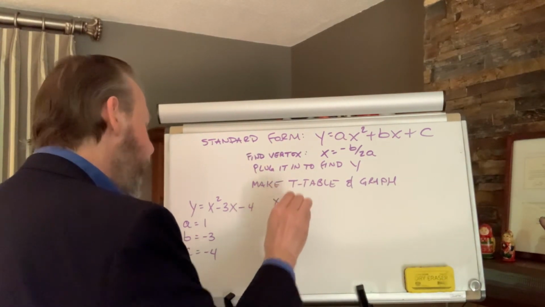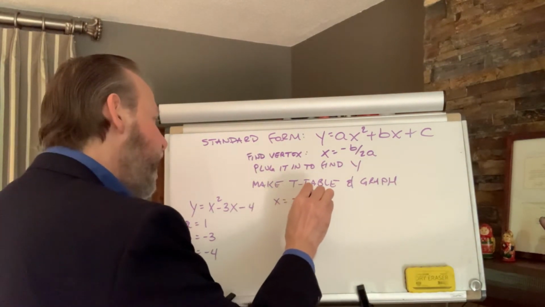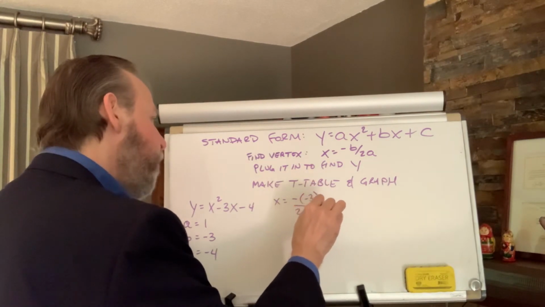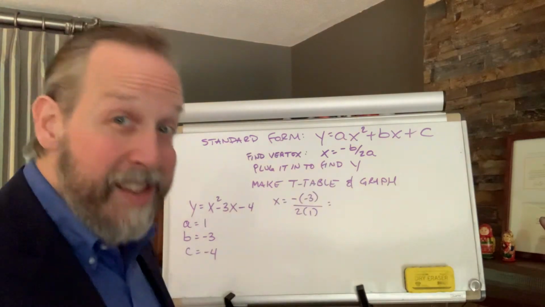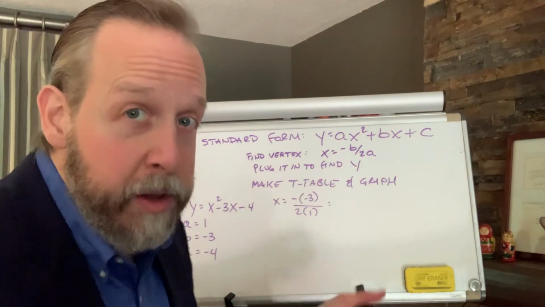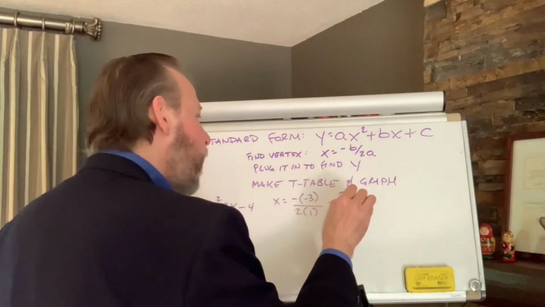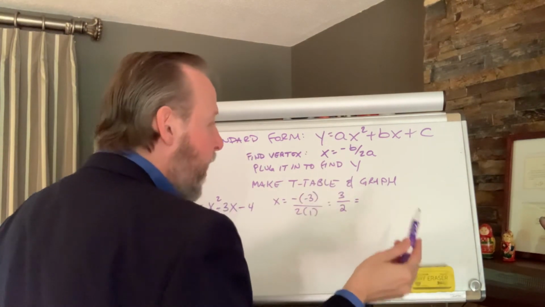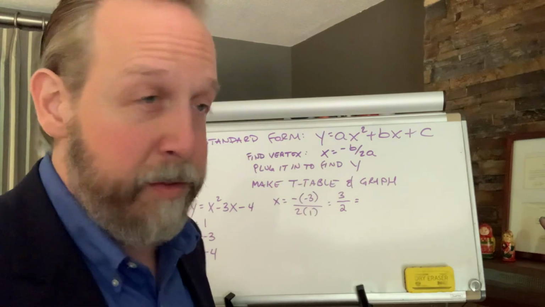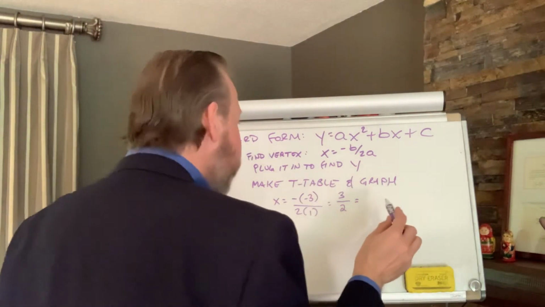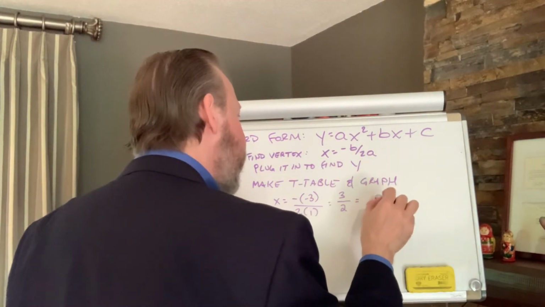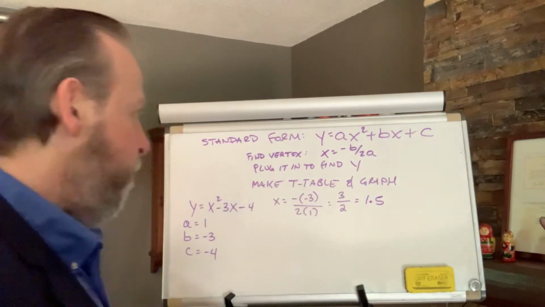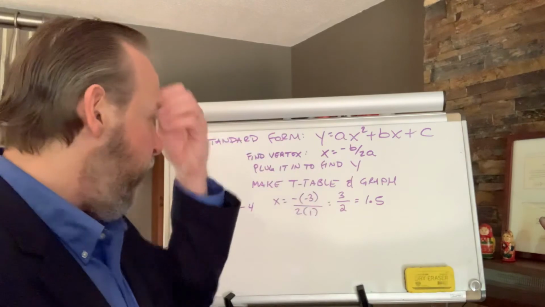So x equals negative b. Now that's negative 3 over 2a, 2 times 1. Negative negative 3 is 3. 2 times 1 is 2. So 3/2 is the x value of the vertex. It is what it is. So 3/2 or 1 1/2. It's fine. Okay? Now, yes, you can plug in 1 1/2 into the equation.